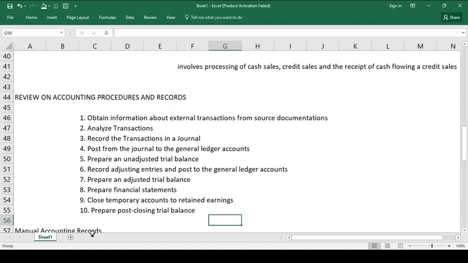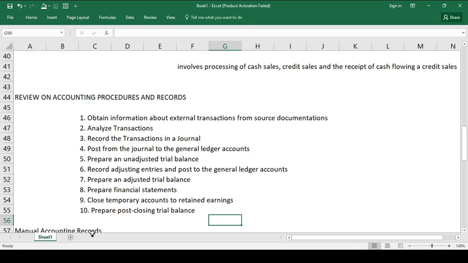After the preparation of the trial balance, we need to determine what accounts are subject to adjustments, because we need to prepare adjusting entries in order to make the information that we obtain from the system reliable and accurate. So we need to record adjusting entries and post them to the general ledger as well. After preparing the adjusting entries, we can now prepare the adjusted trial balance, and from the adjusted trial balance, we can now prepare the financial statements, which are the source of information about the accounting entity.